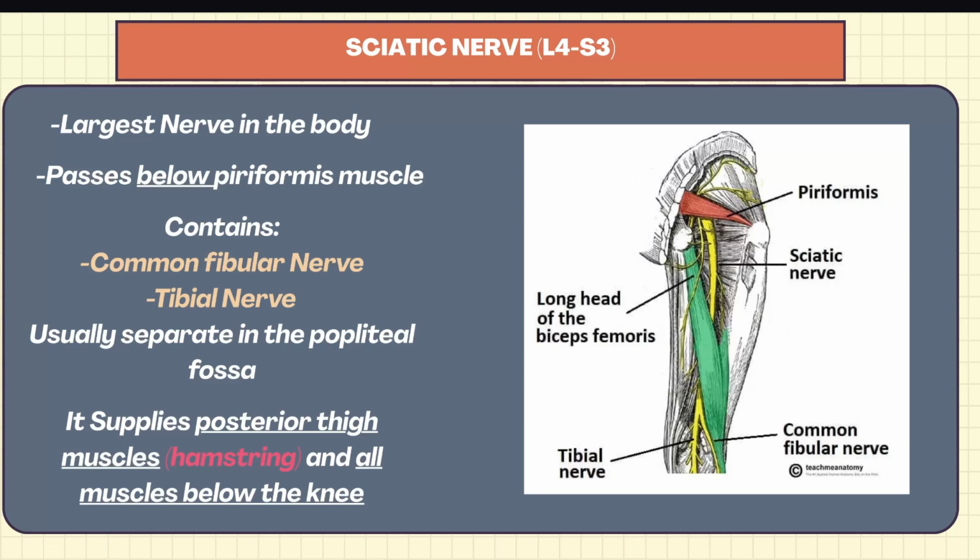What does the sciatic nerve contain? It contains the common fibular nerve and the tibial nerve, and these two are usually separate in the popliteal fossa. So it's going to run, and as soon as it reaches the popliteal fossa, where we reach the leg region, the common fibular and the tibial nerve separate. It supplies the posterior portion of the muscles, the hamstring portion. From what we said in the thigh region, the posterior portion is mostly supplied by the tibial nerve, except the short head of the biceps femoris, which is supplied by the common fibular.